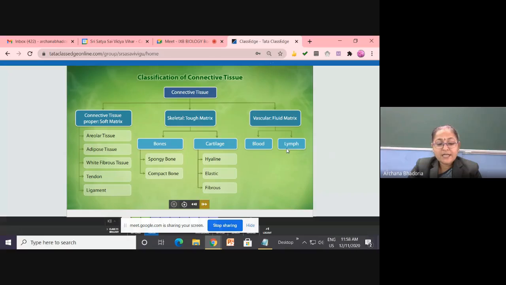Those who have done nicely, they can just take a picture of their notebook and WhatsApp it in your biology group, so that the other children, those who are absent, can also take it down.